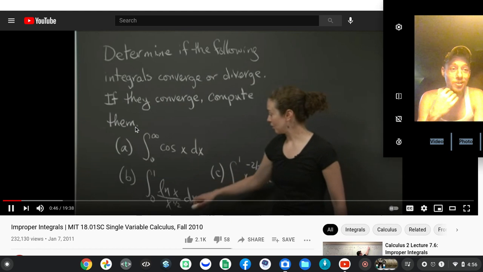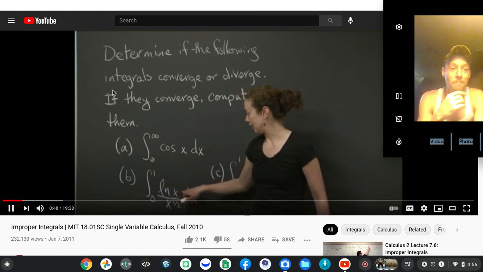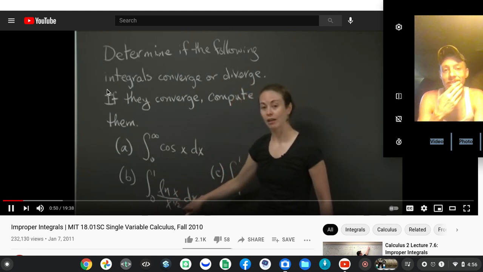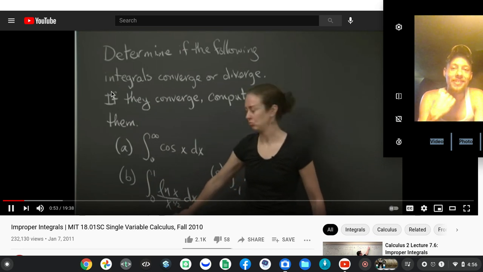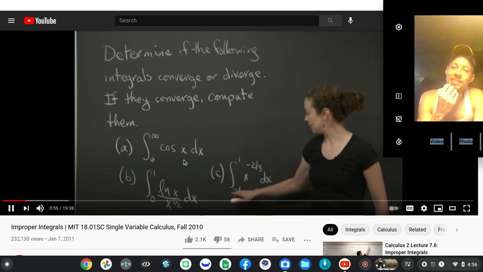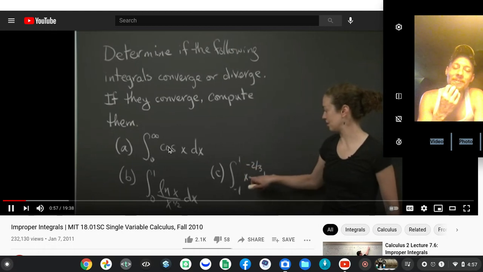The second one is the integral from 0 to 1 of natural log x divided by the square root of x, so x to the 1/2, dx. And the third one is the integral from -1 to 1 of x to the minus 2/3 dx.